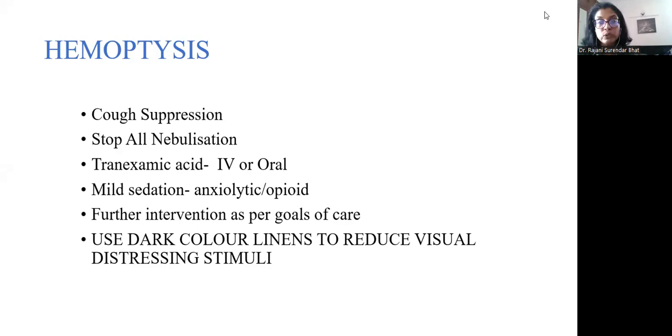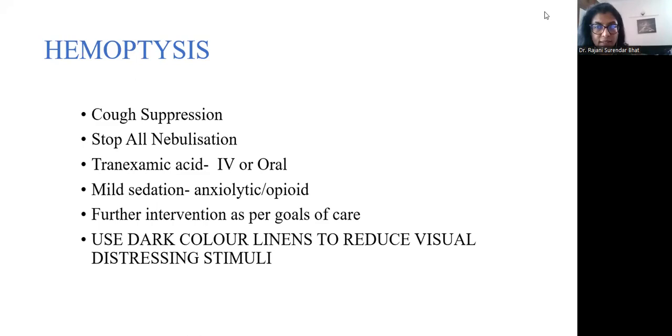If the patient has a larger quantity of hemoptysis, a mild anxiolytic or opioid, just a very small dose of morphine or codeine. If cough suppression is needed, you can use codeine as well. It helps in reducing the cough and also the anxiety that comes on with seeing blood. The further intervention, whether they are going to interventional radiology for a coil embolization or some kind of airway spigot treatment, or surgery, if it means a lobectomy for the patient, will be as per the goals of care depending on how advanced the disease is in that patient.